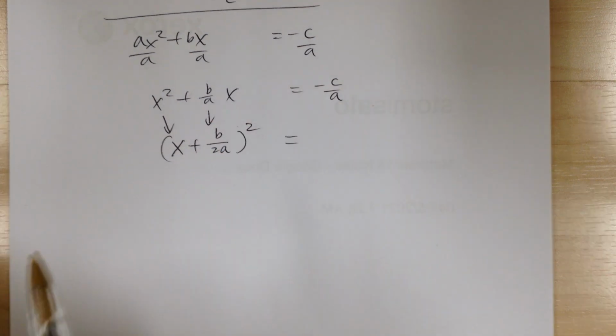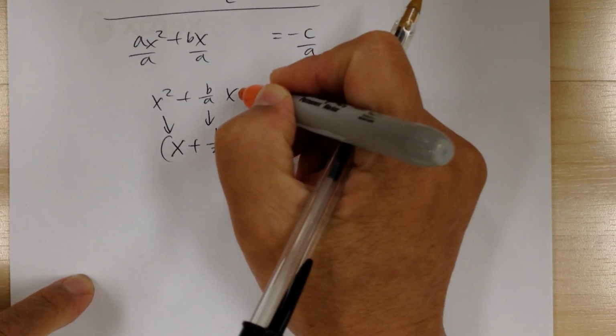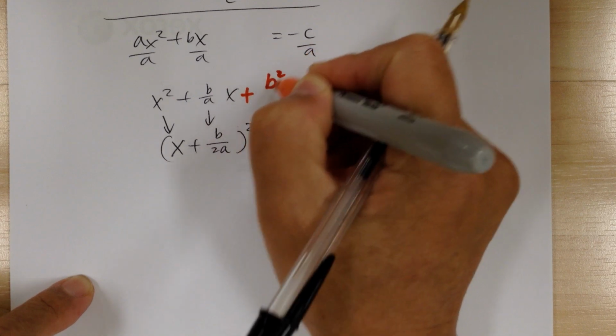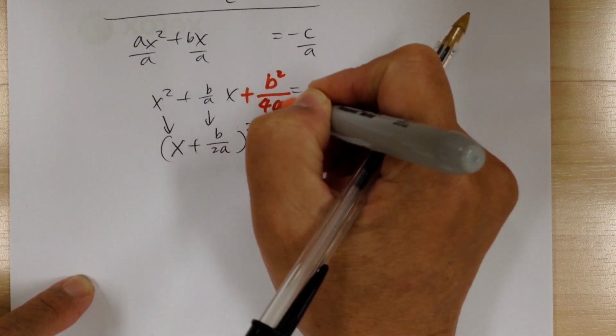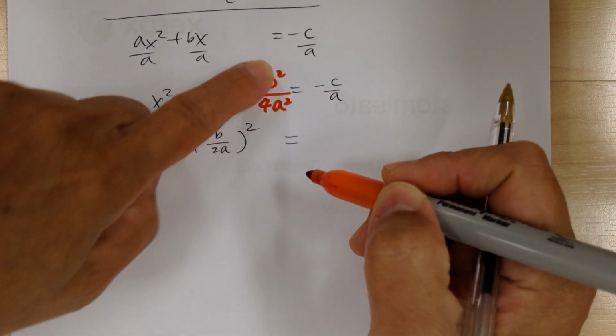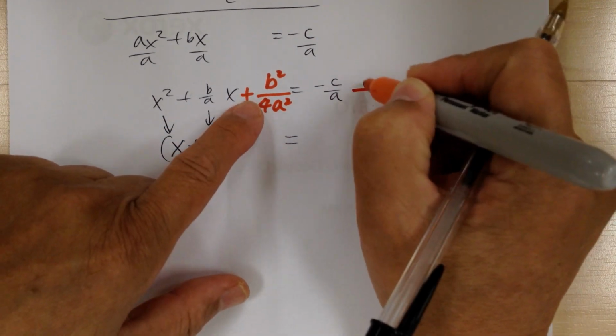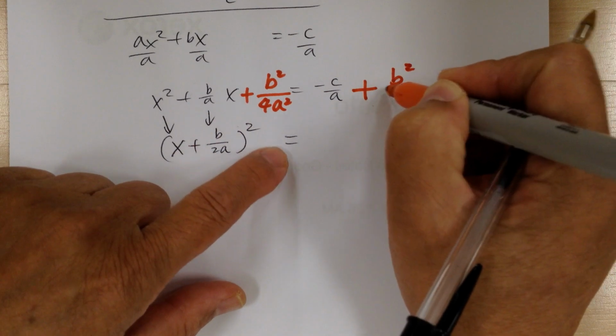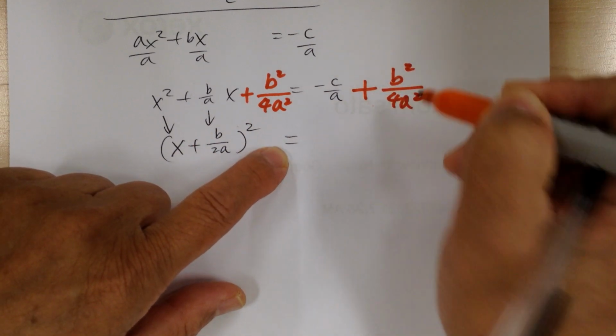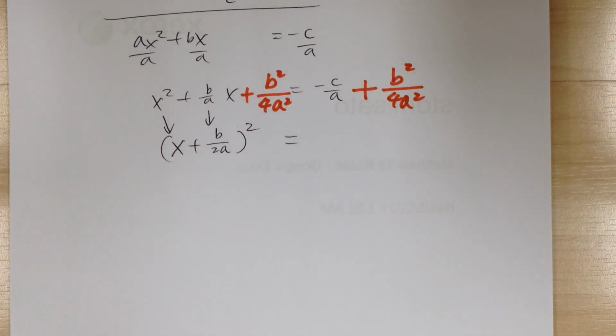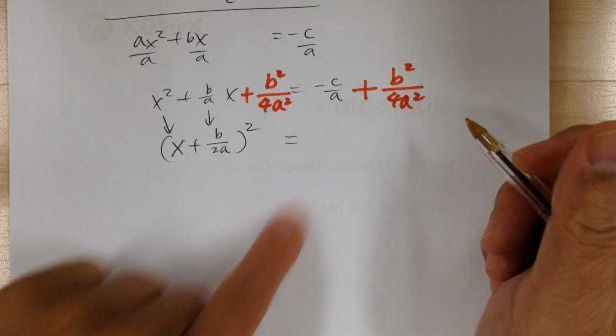So from here, this square will give you plus b squared over 4a squared, right? You square this, you get that. You square this, you get that. I square each part. So we have to do the same on the other side: plus b squared over 4a squared. Then after that, you can go off to the side.